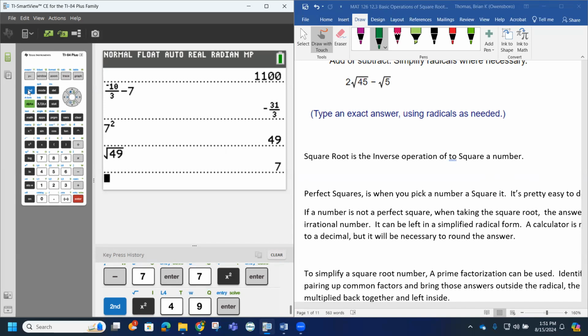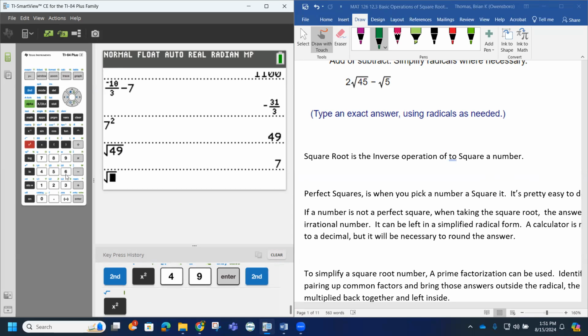Now, on the other hand, if I give you the square root of 6, notice that 6 is not a perfect square because you can't compose 6 of the same 2 factors. So that's what we call an irrational number. So the square root of 6 is going to be described as irrational. So when it's irrational, we can leave it in a simplified radical form.